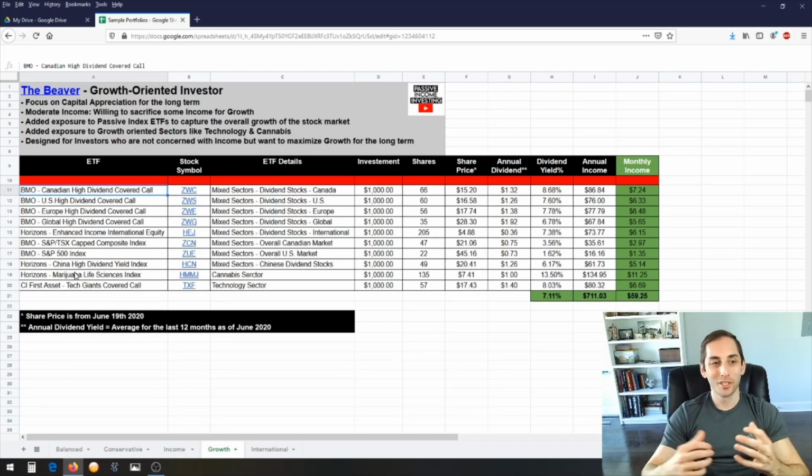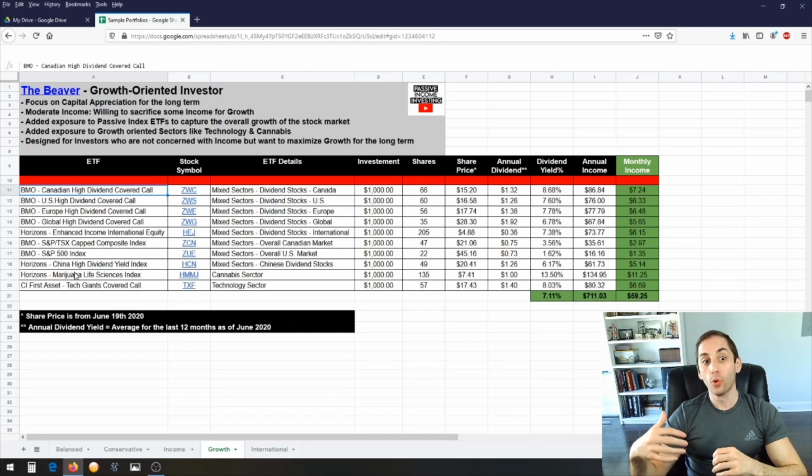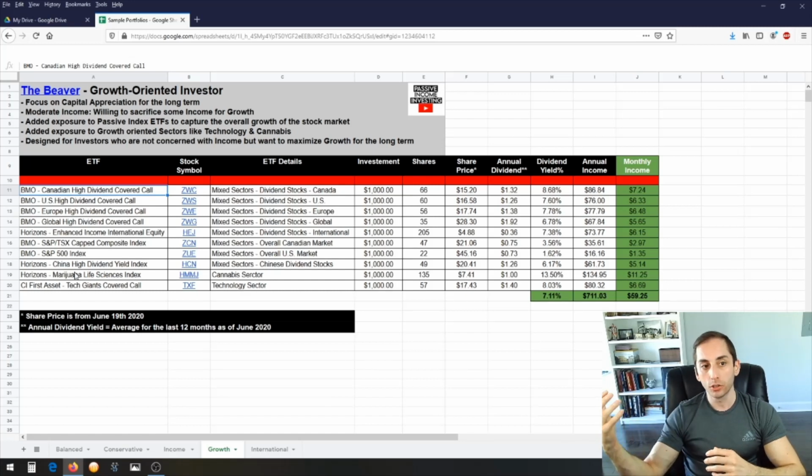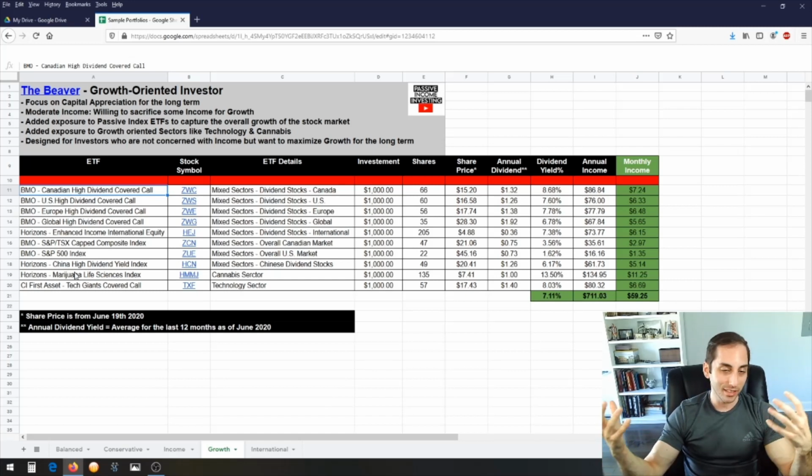Profile number 4 is what I like to call the Beaver, or the growth-oriented investor. So this profile focuses on capital appreciation for the long term. So the income is moderate. You're willing to sacrifice some income now for growth later. That's basically the premise here.